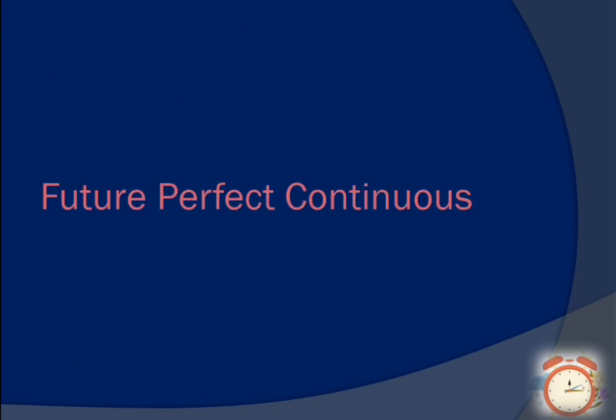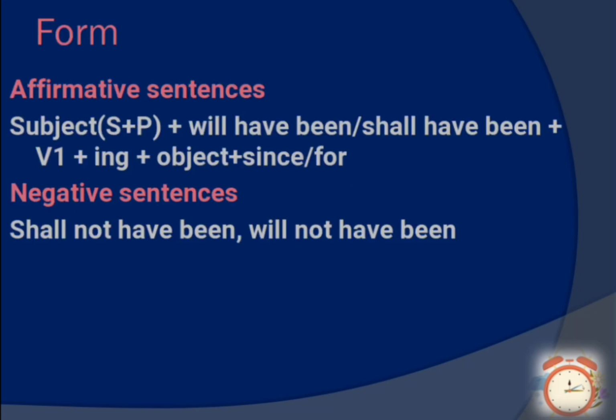Now the last aspect in future tense is future perfect continuous. For the formation of affirmative sentences, with the subject singular or plural, will have been, shall have been will be used. And along with that, first form of the verb plus ing plus object and plus since or for. For the negative sentences, shall not have been and will not have been.